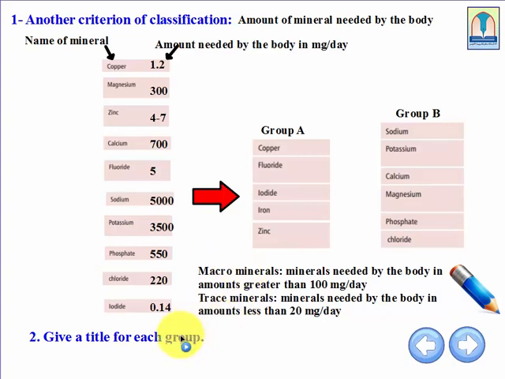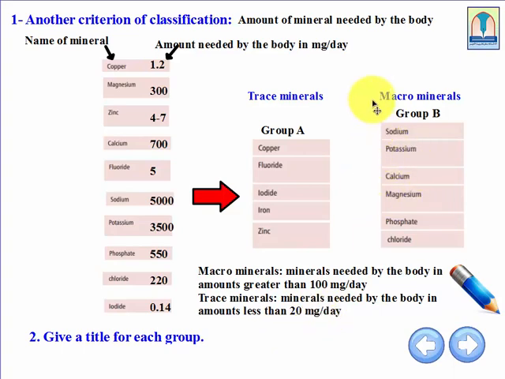Therefore, according to these definitions, Group A would have the title trace minerals, because these minerals are needed by the body in an amount which is less than 20 mg per day. So this is the limit for a mineral to be assigned as a trace mineral. If you take a look, copper is needed in an amount of 1.2 mg per day. Therefore, it is a trace mineral because it is needed by the body in an amount less than 20 mg per day. Pay attention to mention the unit in your justification.